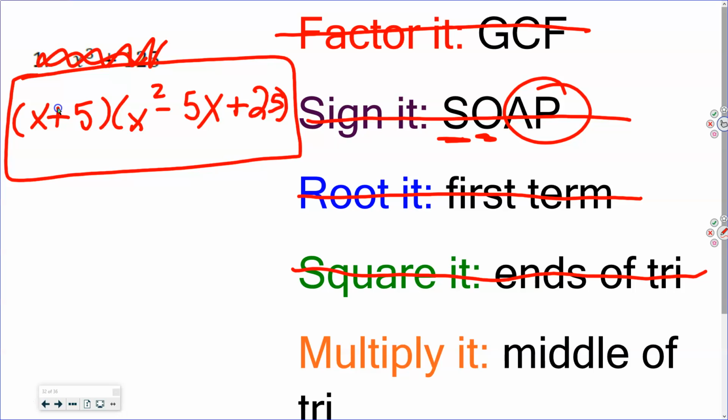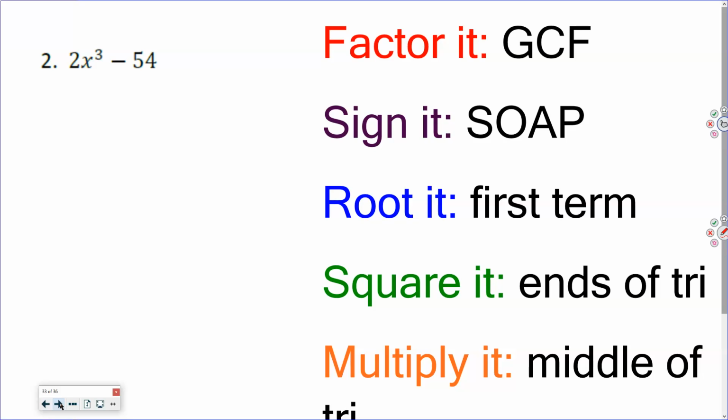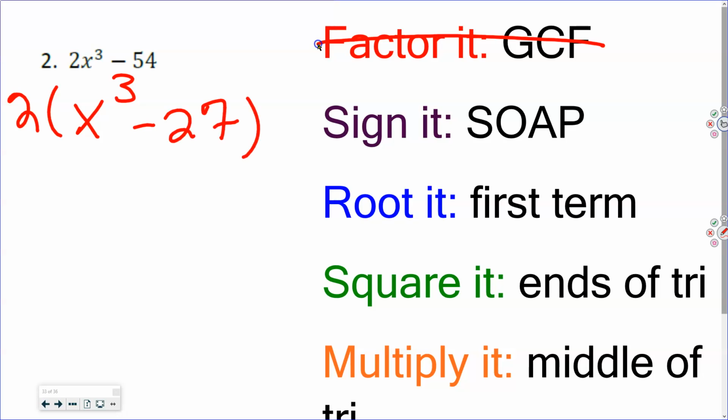Let's take a look at another one. So on number 2, you have 2x to the third minus 54. That is not a difference of 2 cubes. It's not. 2 is not a perfect cube. 54 is not a perfect cube. However, there's a GCF. What is the GCF? It's a 2. So let's factor out a 2. 2x to the third divided by 2 is just x to the third. What is 54 divided by 2? Almost. 27, good.